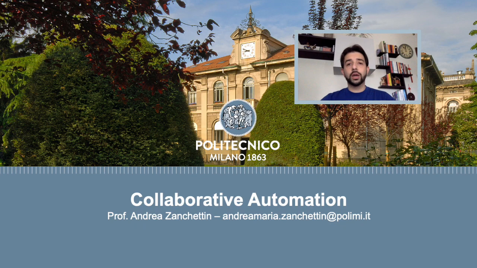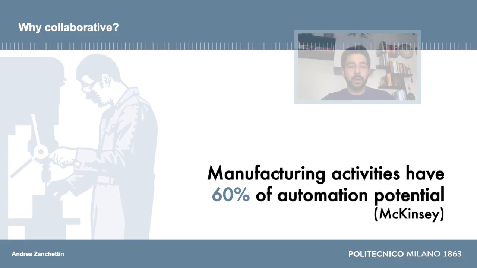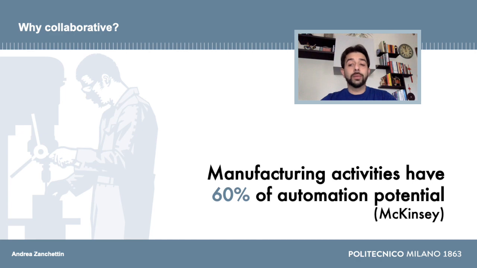So today we are going to talk about collaborative automation. Let's try to understand what we mean by collaborative automation and why it is so relevant. According to this report from McKinsey & Company, manufacturing activities have 60% of automation potential, which means that the remaining 40% cannot be automated because it is either so expensive or so difficult.